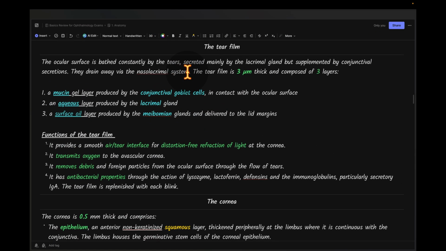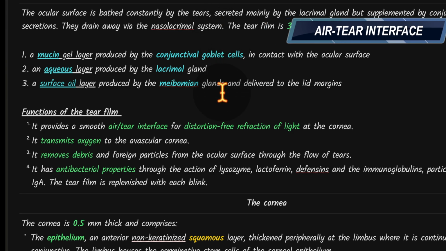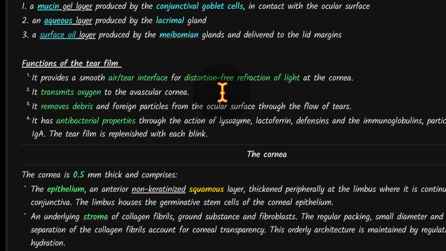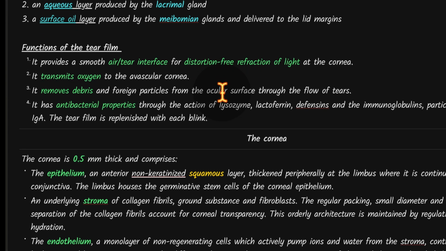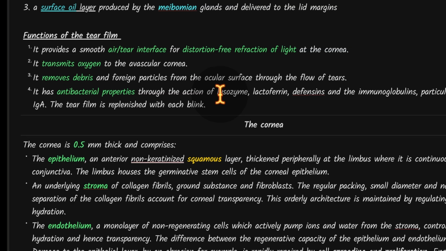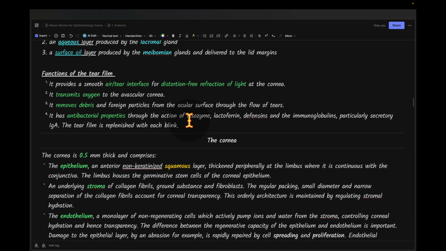What's the function of this tear film? It gives you a smooth air-tear interface for distortion-free reflection of light at the cornea. It transmits oxygen to the avascular cornea. It removes debris and foreign particles from the ocular surface through the flow of tears. Also, the tear film has antibacterial properties through the action of lysozyme, lactoferrin, defensins, and immunoglobulins, especially IgA. The tear film is replenished with each blink.